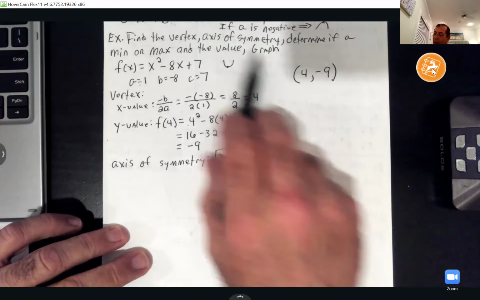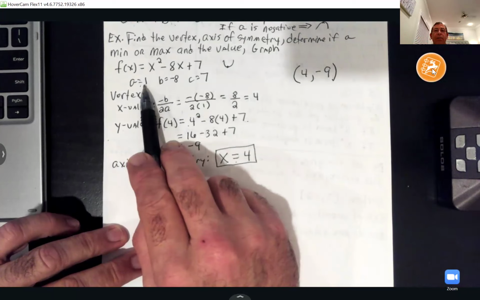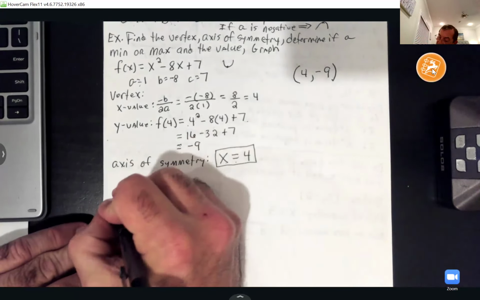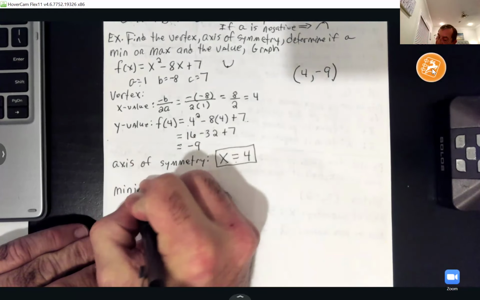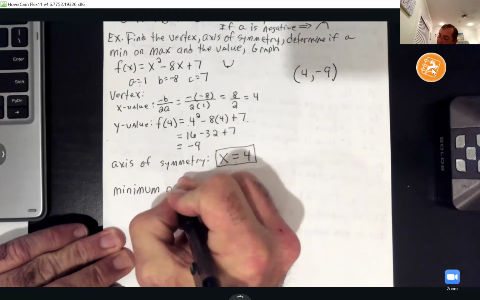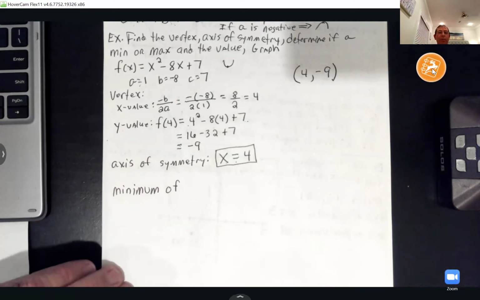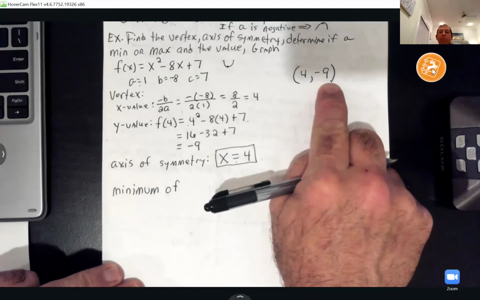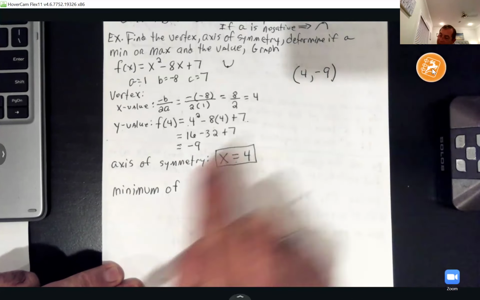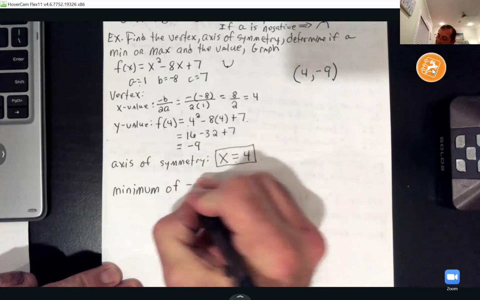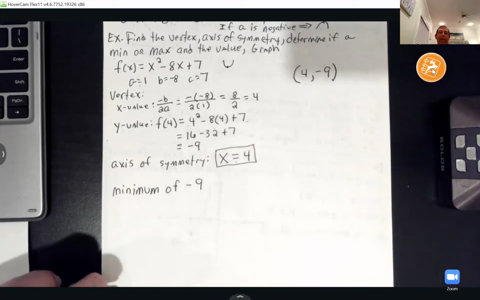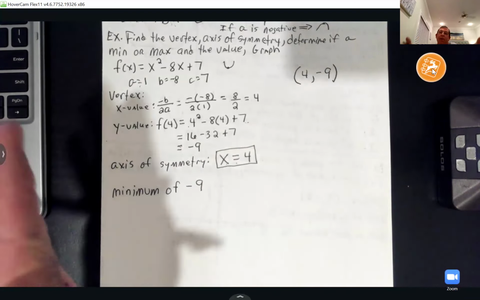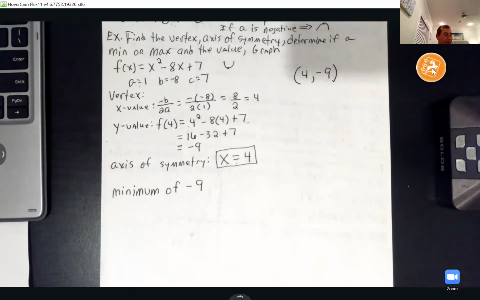All right. A was positive like we said, so we know we got a minimum. So this one is a minimum of, well, y'all, what's it a minimum of? Whatever that y value was. Well, my y value was negative 9. So that means I got a minimum of negative 9. That's the lowest y value on that parabola. Every other y value is higher.